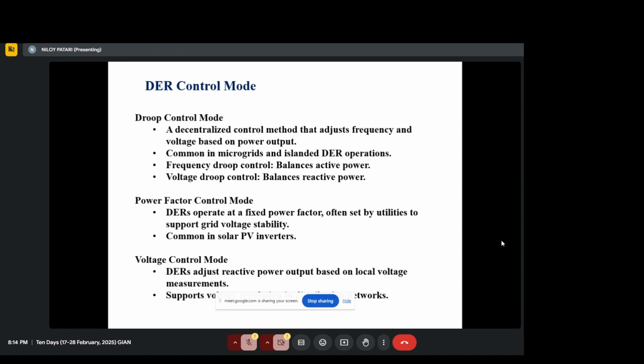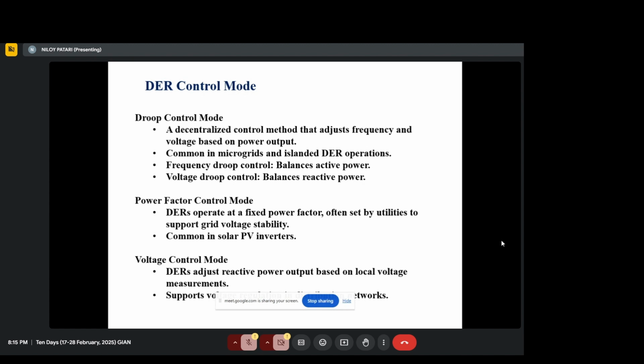Now, since PV is connected, the voltage will boost up or boost down. It will not boost down, but it will generally boost up because PV sends active power, right? And that active power will boost that voltage. So the voltage control mode works in this way: it will sense the PCC voltage, compare that with the reference voltage, and it will inject or absorb reactive power in order to control the voltage.